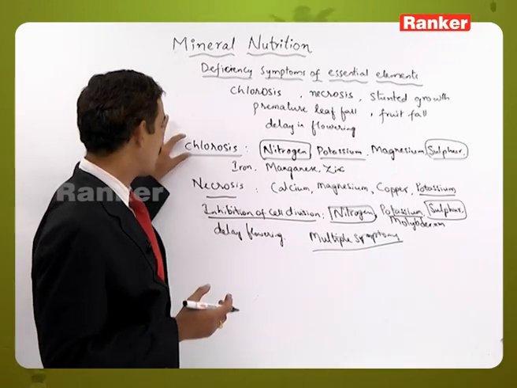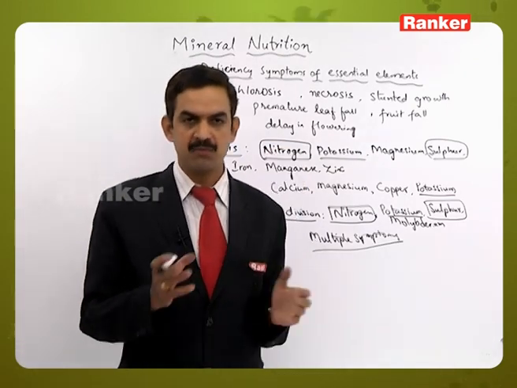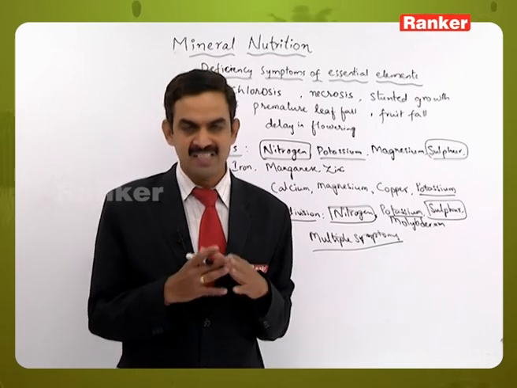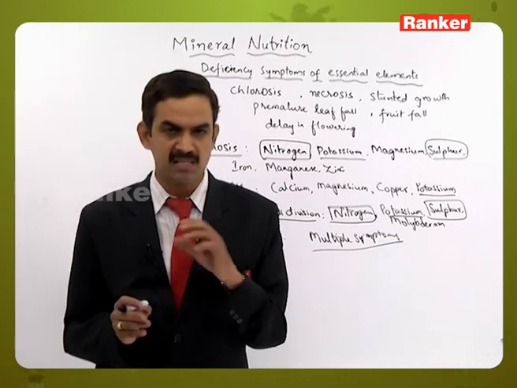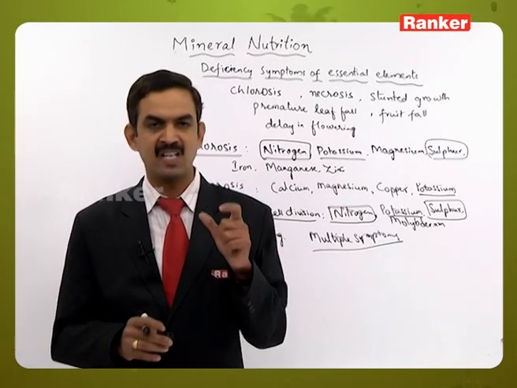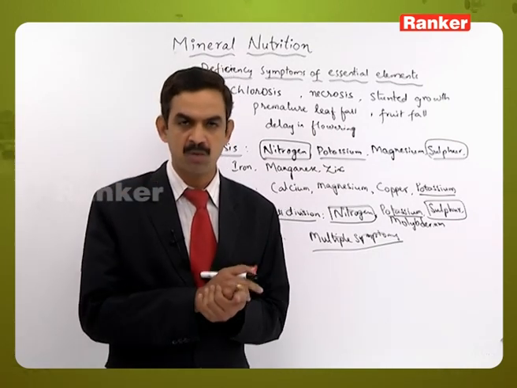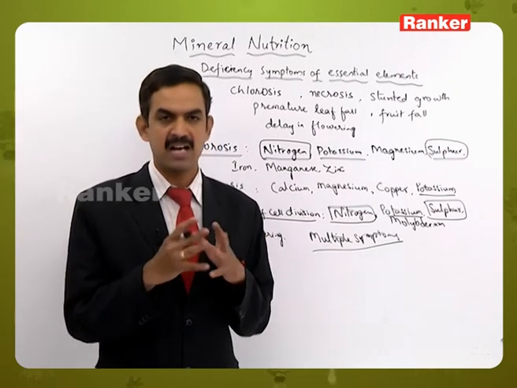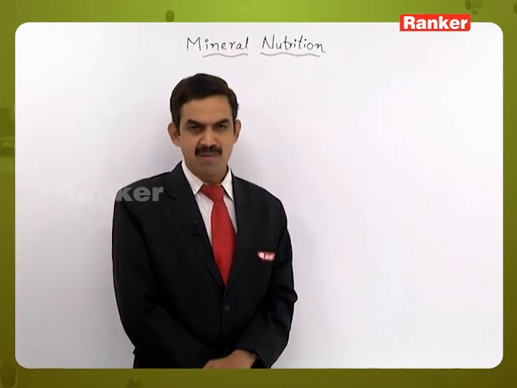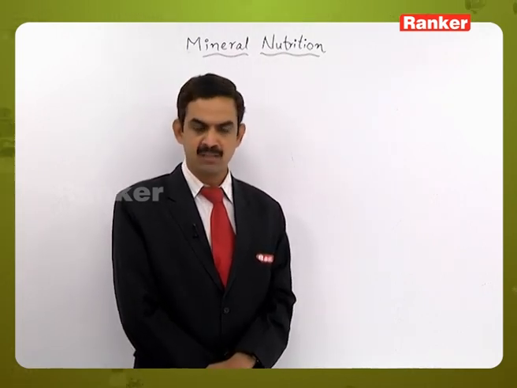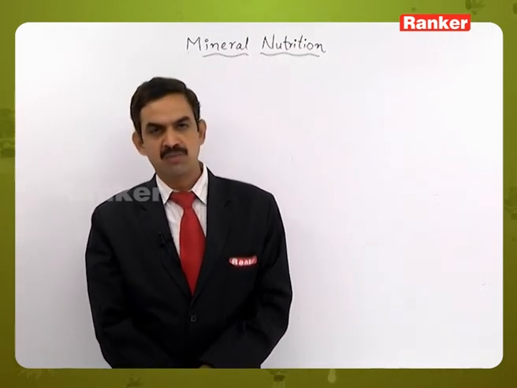That is the reason why based on one deficiency symptom we can't exactly say that this is because of deficiency of so and so element. So in order to know the exact deficiency of any particular element, we have to study all the deficiency symptoms. Then only based on that we can come to a confirmation that a particular element is responsible for those symptoms which have been observed in the plant. So all plants may not respond in the same manner to the deficiency of the same element. Different plants will respond in different manner to the deficiency of the same element.